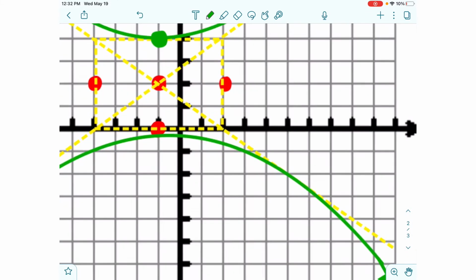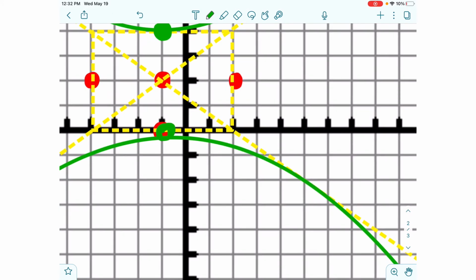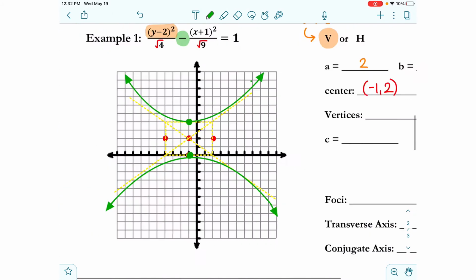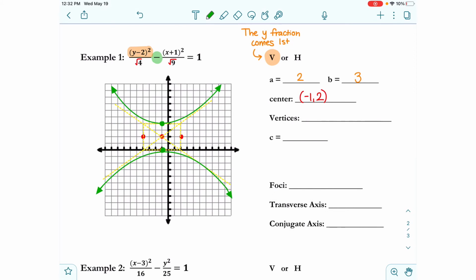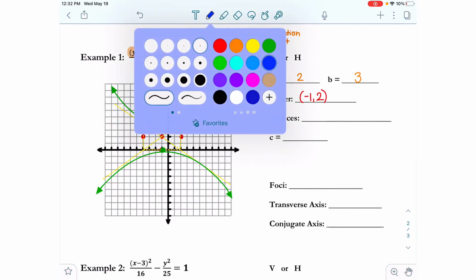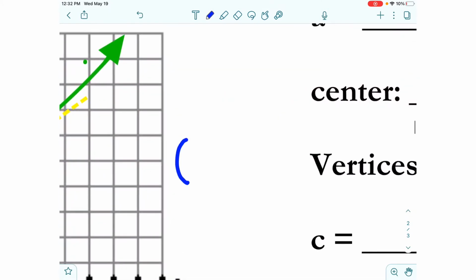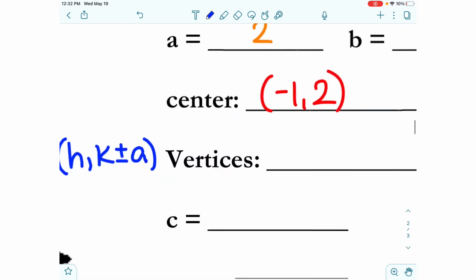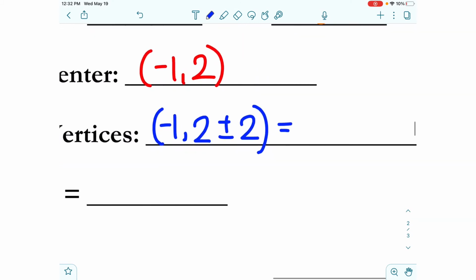And that's it in terms of the hyperbola parts. I still have to graph the focus points, so I'm almost done. Let's talk about the vertices. There is a formula for that. Since this is a vertical hyperbola, the formula is h comma k plus or minus a. The h value is -1. The k value is 2, plus or minus the a value, which is 2. So I could use the formula to find these points.